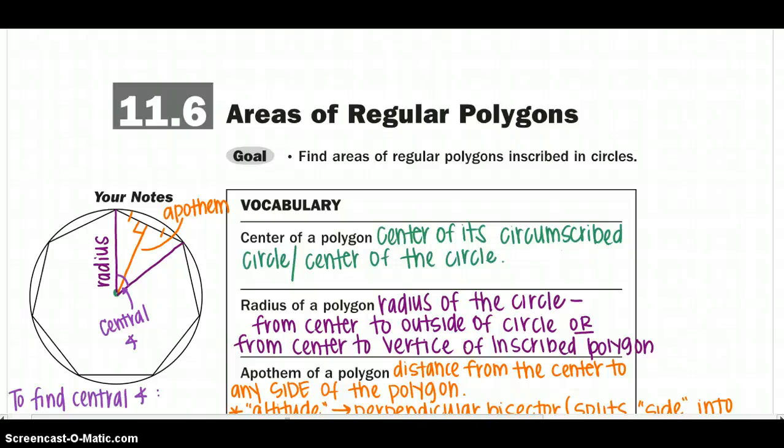Hey everyone, welcome back to 11.6. We're going to talk about area of irregular polygons.